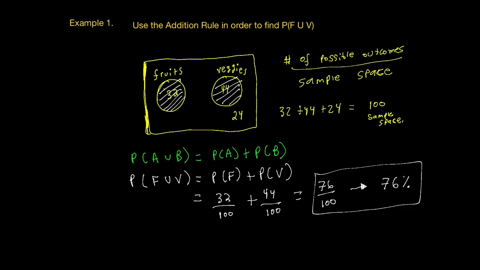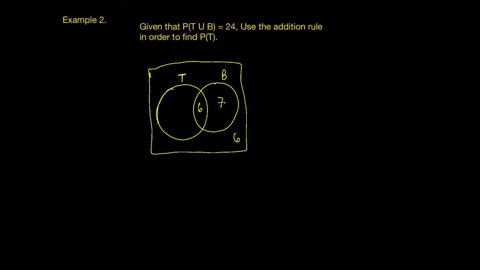Alright, let's take a look at one more example. So here it says, given the probability of T or B equaling 24, we have to use this information in order to find the probability of T. So this problem is a bit different, but we're going to be using similar strategies. The first thing to notice about this problem is that here we do have an intersection. And here that's going to be 6.